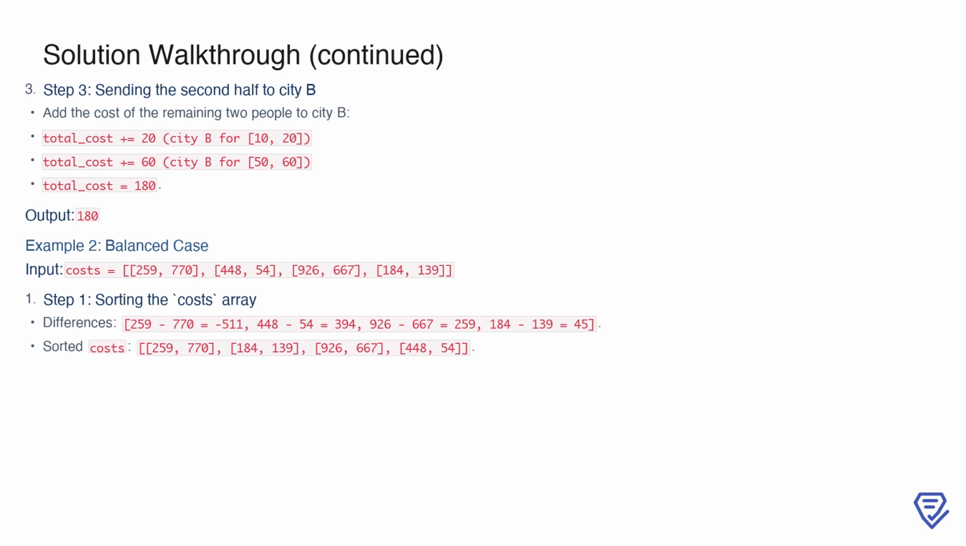Shifting to a new example, we now consider a balanced case where the costs are distributed differently. The input array is 259, 770, 448, 54, 926, 667, 184, 139. As before, we calculate the differences between the costs for each person to go to city A and city B. This yields -511, 394, 259, 45. Sorting the costs array using these differences gives us 259, 770, 184, 139, 926, 667, 448, 54.